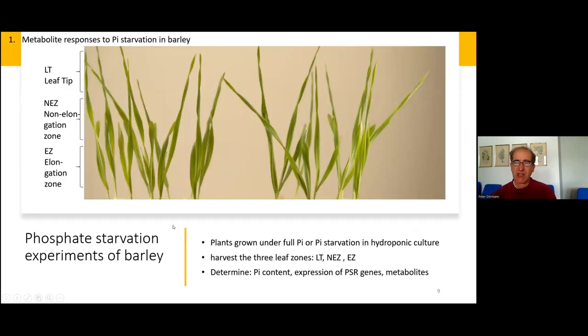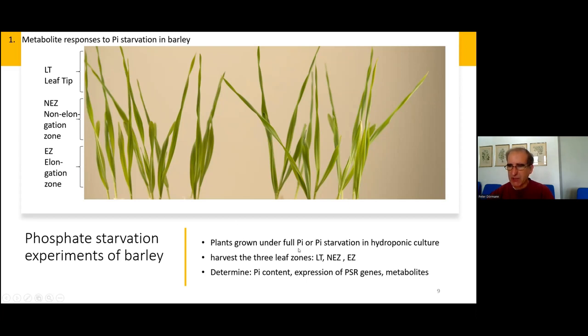We start with barley. These are experiments that Magdalena Kuskowska started in the lab, phosphate starvation of barley. Magda very fast figured out that it is not possible to just take the entire leaf for these experiments because the different leaf parts respond quite differently. Therefore, she separated the leaf into 3 zones: the leaf tip, which is the oldest part, the center, and the youngest part, where the leaf grows. This is the elongation zone. And as you will see in a minute, the metabolic responses differ in these 3 parts.